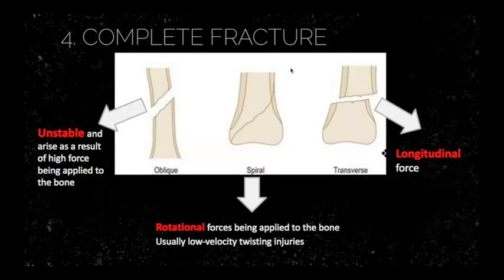Alright, next we move on to the complete fracture. Complete fracture can either be oblique, spiral, or transverse. It relates to the mechanism of injury. For oblique fracture, usually because of high force, this is an unstable fracture. Spiral fracture, usually because of the rotational force being applied to the bone. And if there's a longitudinal force, the patient will have a transverse fracture.